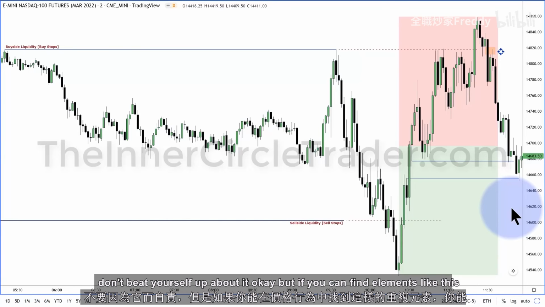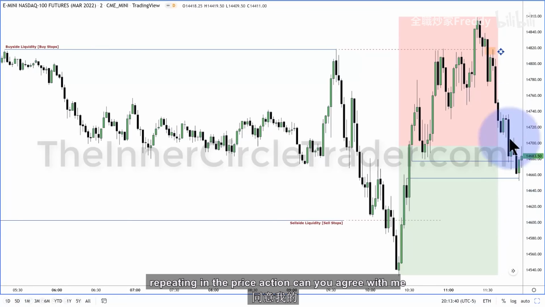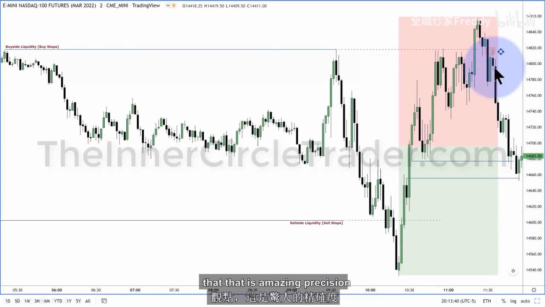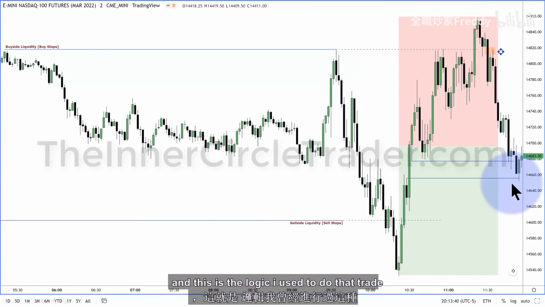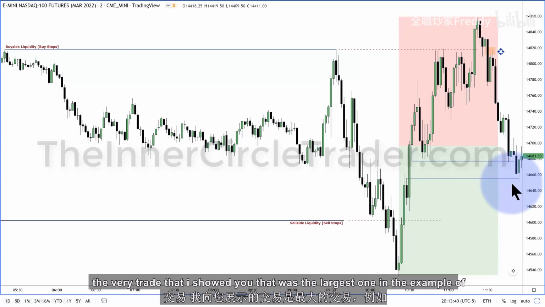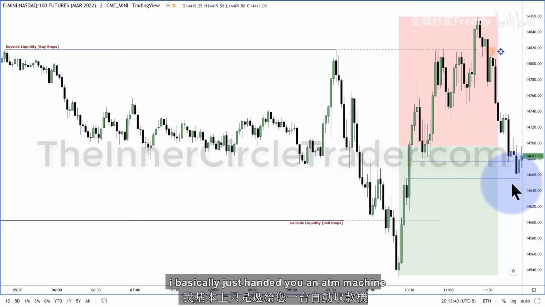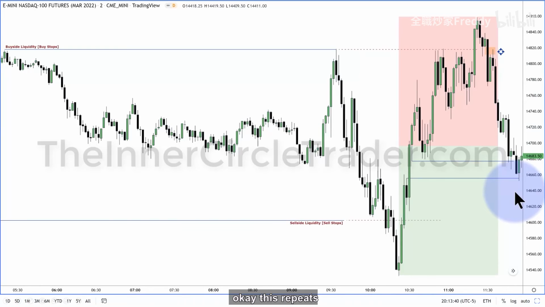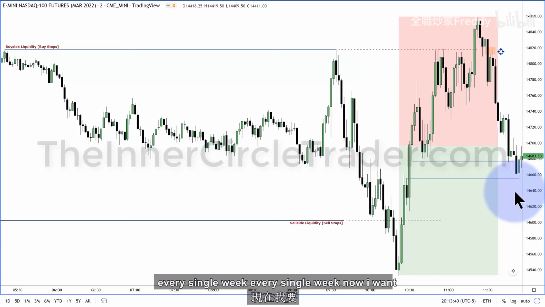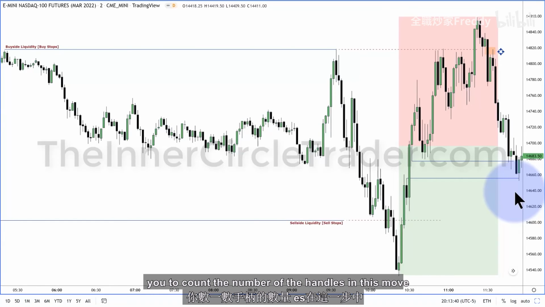But if you can find elements like this repeating in the price action, can you agree with me that that is amazing precision? And this is the logic I used to do that trade. The very trade that I showed you that was the largest one in the example of saying which one would you rather learn how to do. I basically just handed you an ATM machine. Okay? This repeats every single week. Every single week. Now, I want you to count the number of the handles in this move.